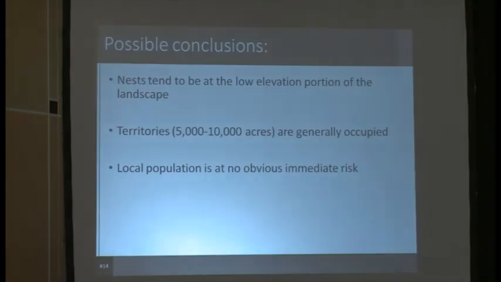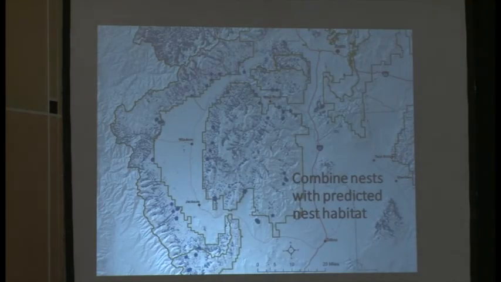Another thing is that the territories are generally occupied. What I mean by that is if you go back and start divvying up the landscape into 5,000 to 2,000 acre potential territories, then most of them have a nest in them or a cluster of alternates. So that's kind of interesting. I make that conclusion without knowing anything about fledgling success or prey availability.